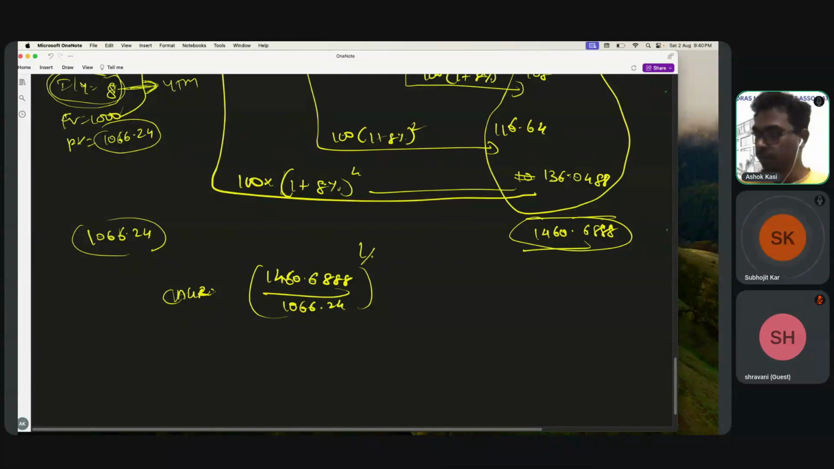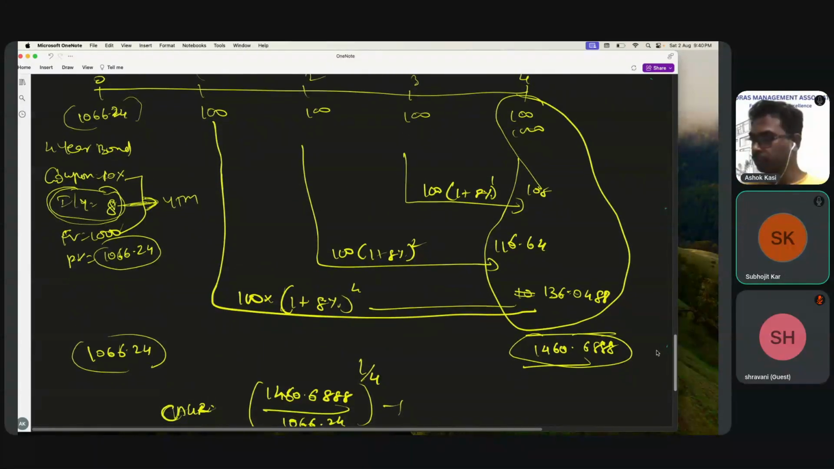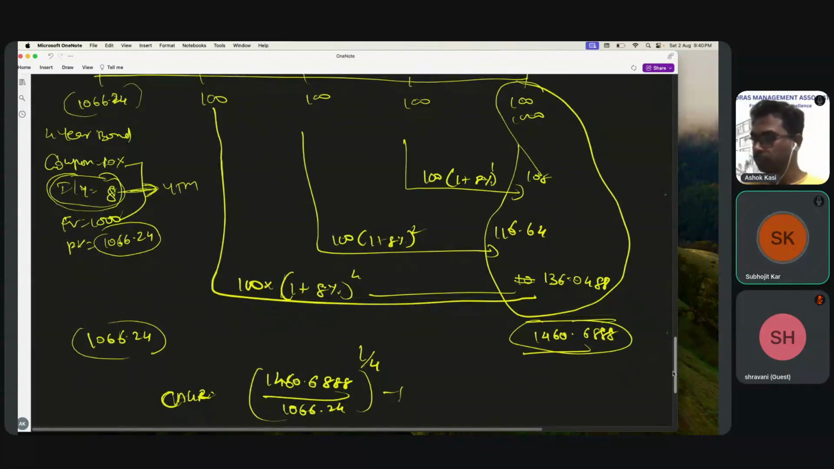Raised to 1 by n. Here, 4 years, minus 1. Calculate. You will get 8%. That is 8.18, something, 8.1871. No, you should get exactly 8. I'll check if I've made any mistake.